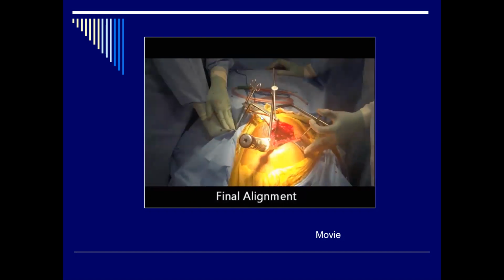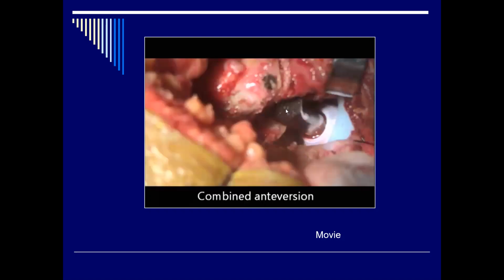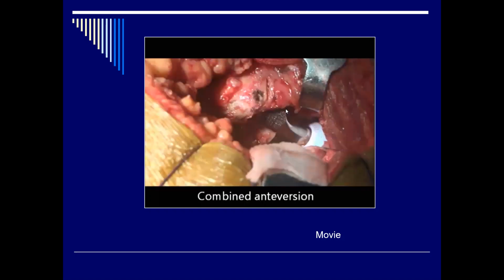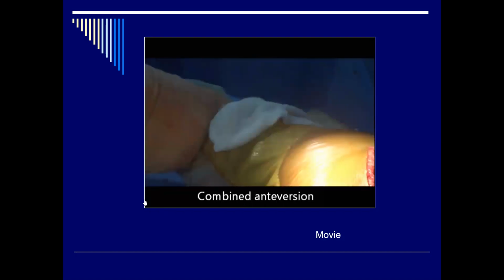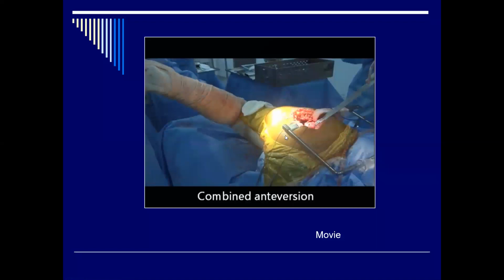Now you will see from the side. Look at that. It is not perpendicular. It is inclined, and that is your trial reduction going inside. Combined anteversion of Ranawat: 45 degrees of anteversion, 25 degrees of internal rotation. I will see this here.